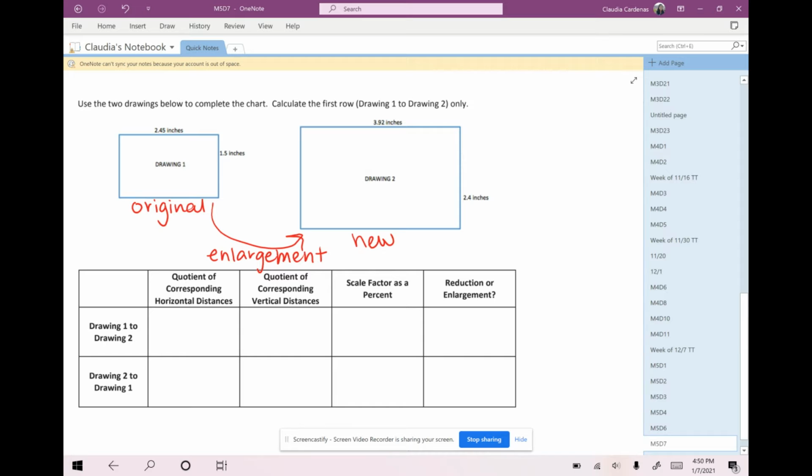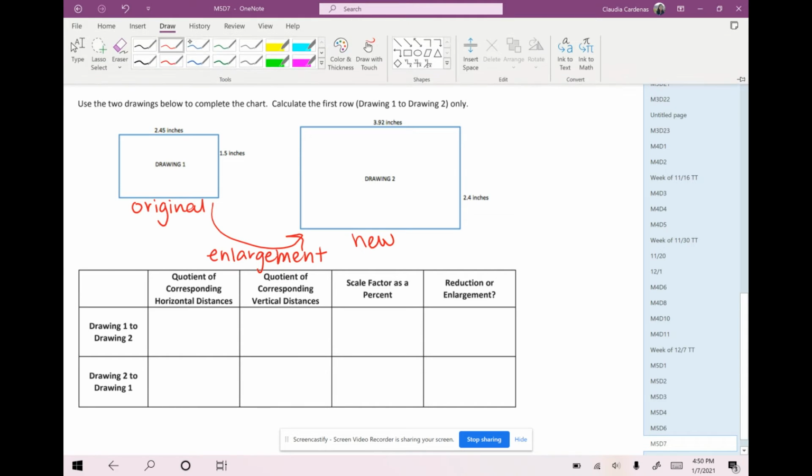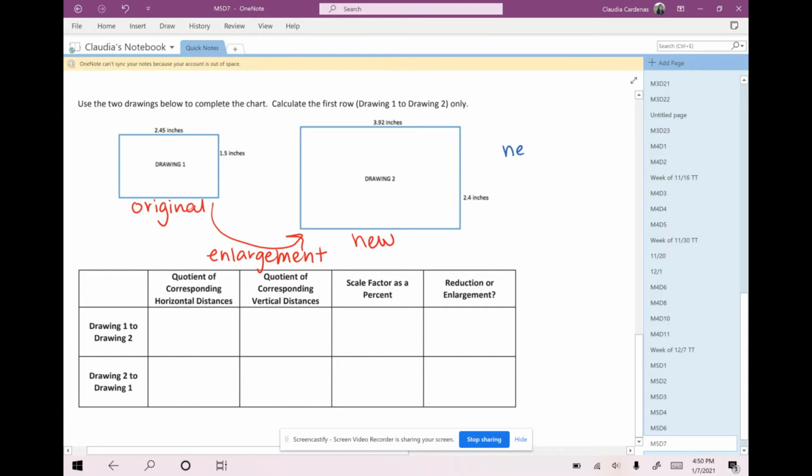Therefore, to find the scale factor, we need to write our ratio as new over original. So let's go ahead and write our ratio. We've been writing this down several times already. New over original. So now we can go ahead and find two scale factors for these two boxes in our table. Then we'll later write it as a percent and then again confirm if it is actually an enlargement like we thought it was. Okay, so the first part is finding the quotient, right, that ratio of corresponding horizontal distances.